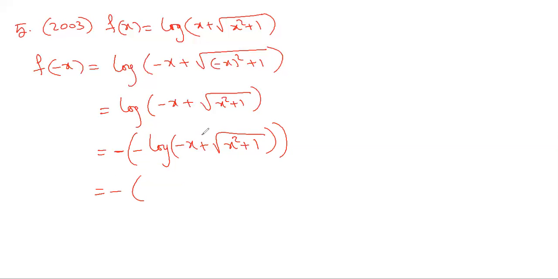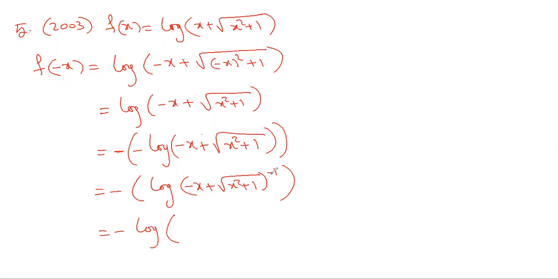This minus 1 can be written in the power of this: log of minus x plus root x square plus 1, the whole power minus 1. Now it is easy for us to compare. Minus is there, here plus is there. Log is there, log is there. If these two are not equal, then we can say that it is neither even nor odd. So let us verify whether these two are equal or not.